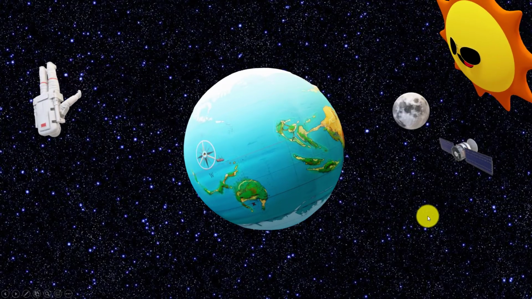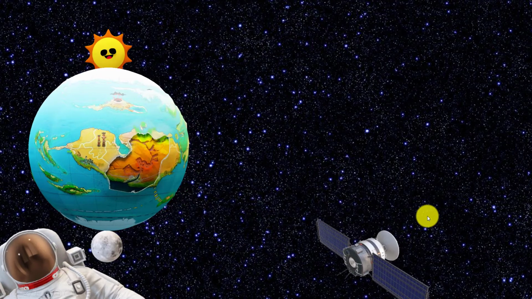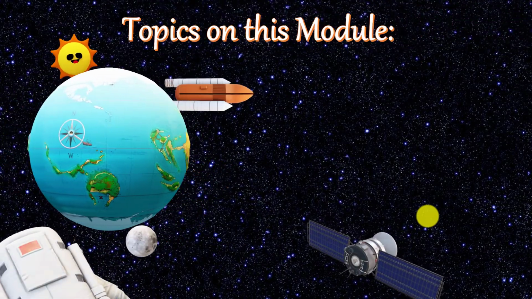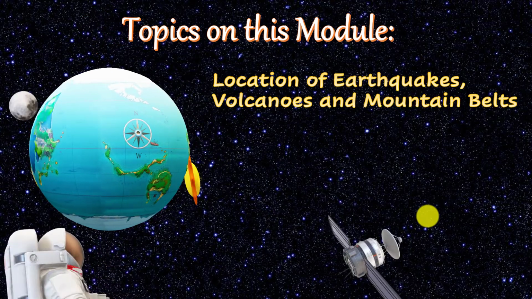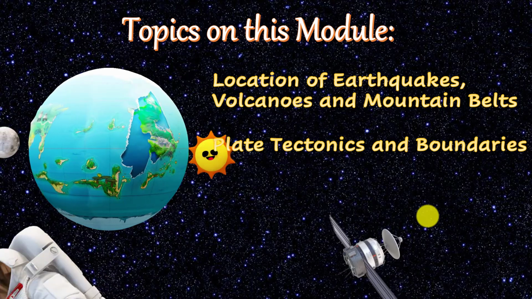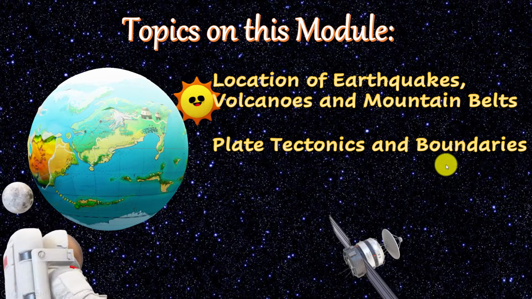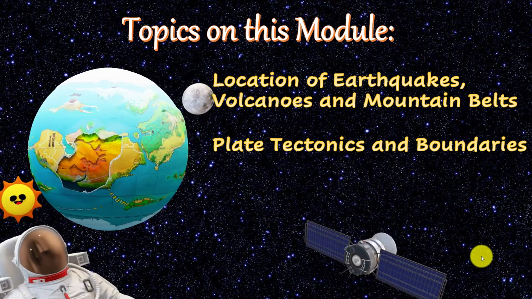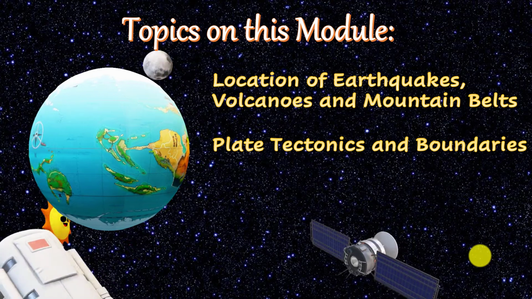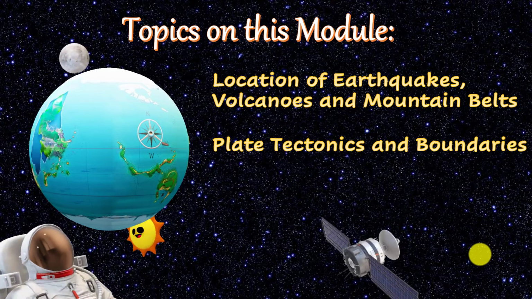Good day! We are now on module number 3, Tectonic Plates on the Go. This module tackles 3 topics. First, location of earthquakes, volcanoes, and mountain belts. Second, plate tectonics and plate boundaries. These topics are already discussed in the previous video on module 1, so pwede niyo po yung balikan to refresh your memory. So this presentation instead will discuss how volcanoes and mountain ranges are formed.